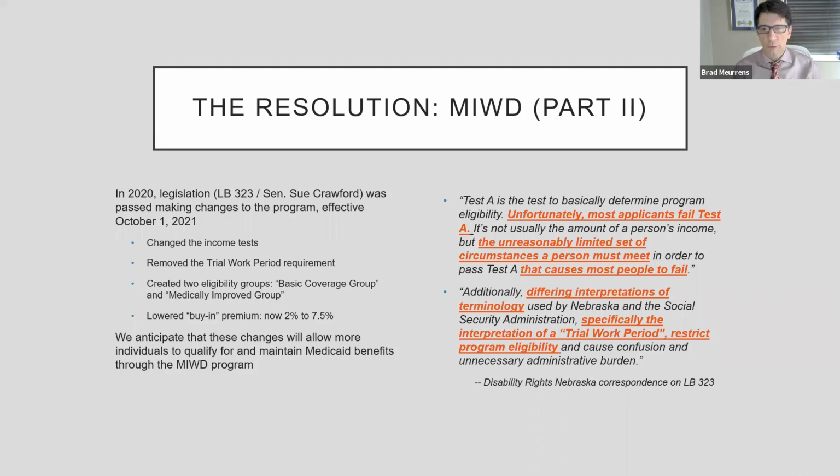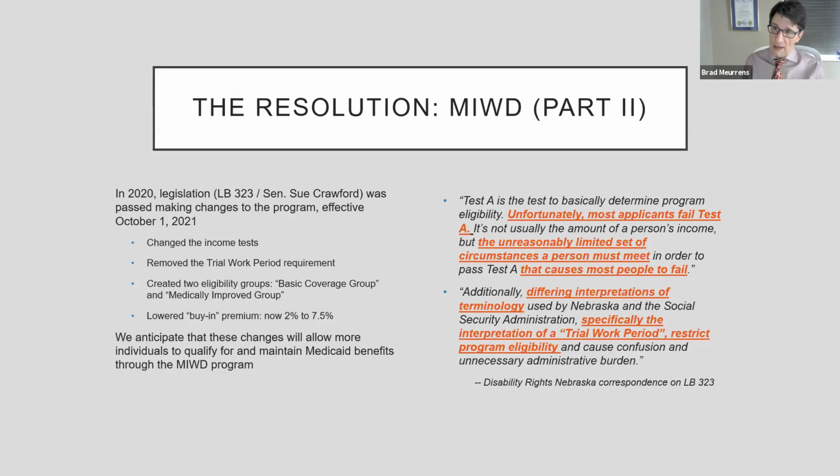And differing interpretations of terminology by Nebraska and Social Security, specifically the interpretation of a trial work period, also was a barrier. It restricted program eligibility and caused confusion and unnecessary administrative burden. Again, those are the two main reasons why we have sought for many, many years to make reforms to the MIWD program. The MIWD program is a great opportunity when it works most effectively. And we were arguing for many years, almost 20 years now, that the way it's interpreted and operated is outdated. It needs to be updated and reformed so that it can actually be more effective.